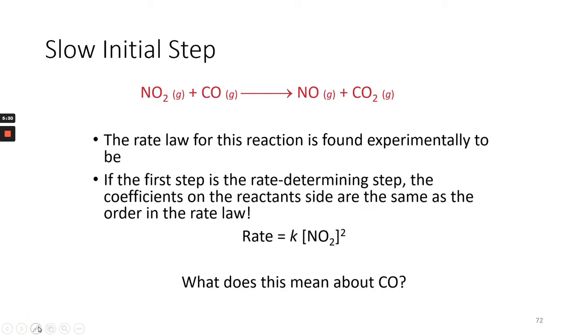So let's do some examples. Here we have this chemical reaction, and it occurs in 2 steps. The first step, they're telling us, is the slow step. So the slow step is your rate determining step. The rate law for the reaction is found experimentally to be this. So here is what we found experimentally. But they are telling me that the first step is the rate determining step, and it's the slowest step, okay?